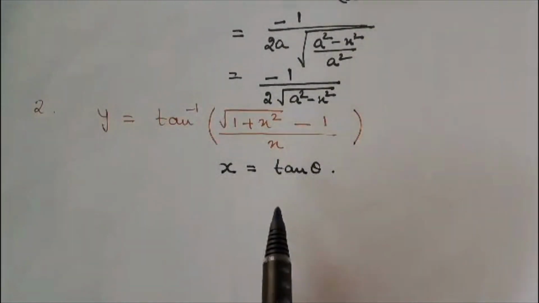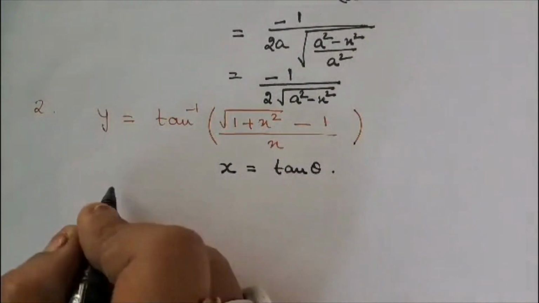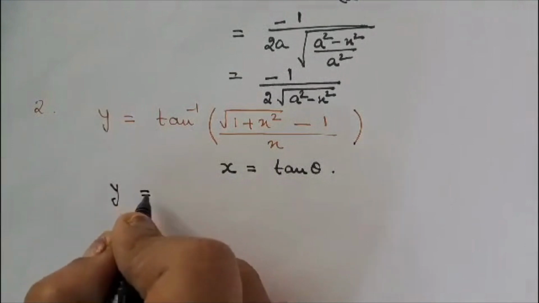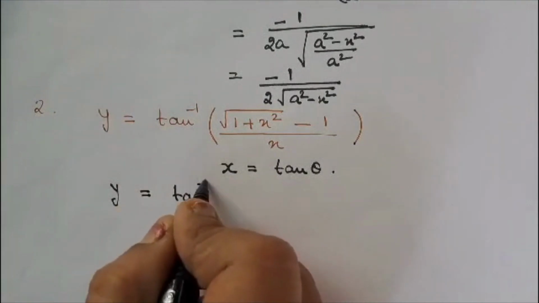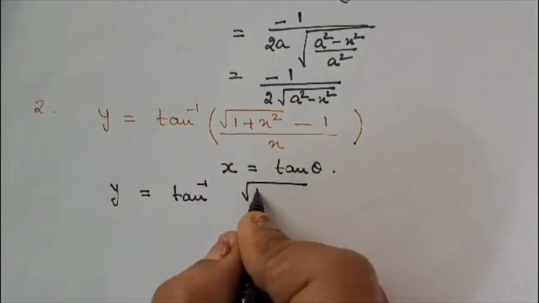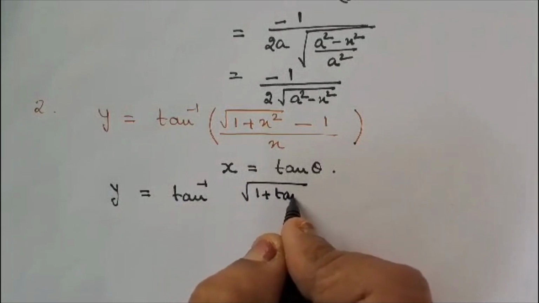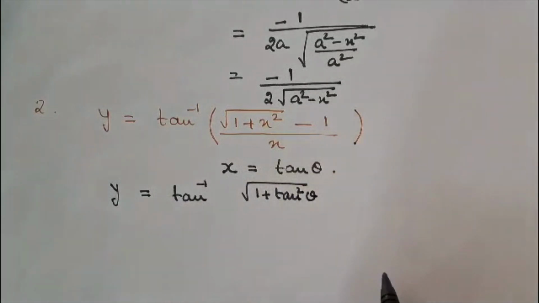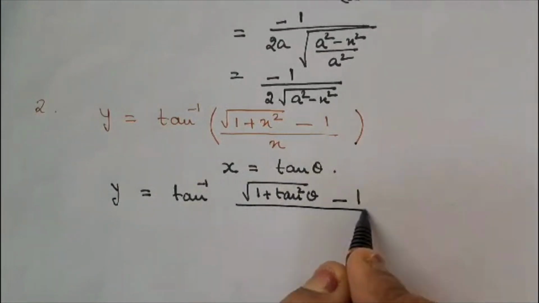So if I substitute x as tan theta, what I will get? Y is equal to tan inverse of root over of 1 plus tan square theta minus 1 whole by tan theta.